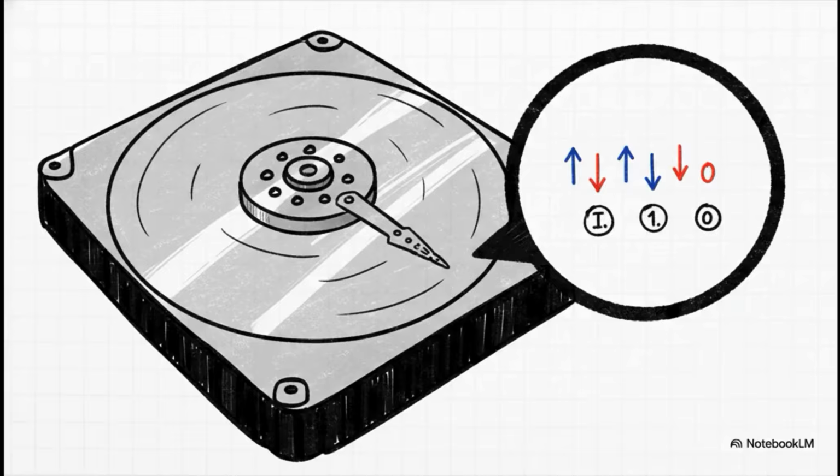Now for long-term storage, you've got the classic hard disk drive. You can kind of picture it like a record player, but for data. It's got these spinning platters, and on those platters, tiny microscopic areas get magnetized. So if a spot's magnetic field points north, we call that a 1. If it points south, it's a 0.